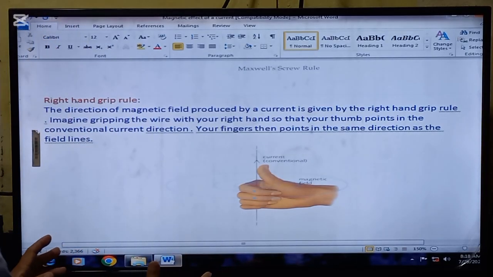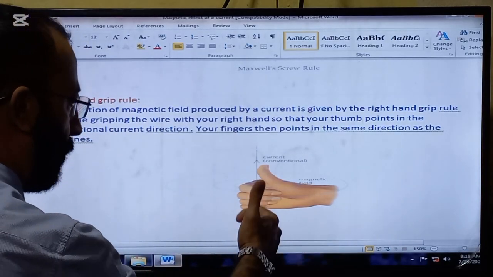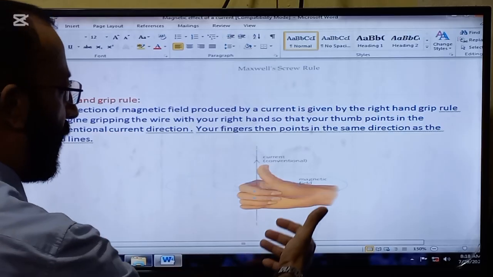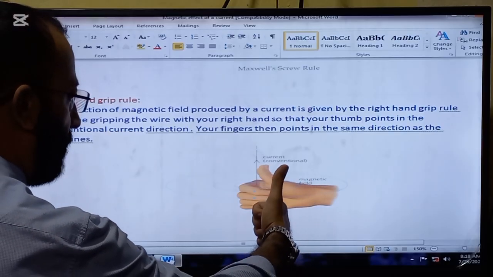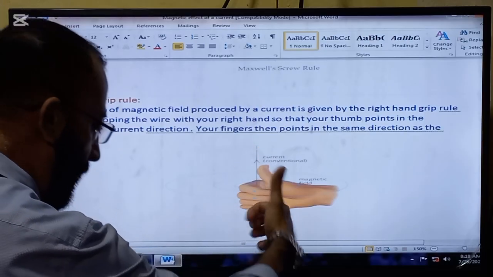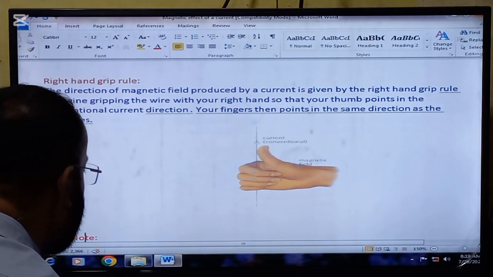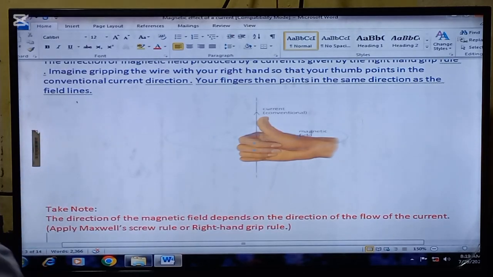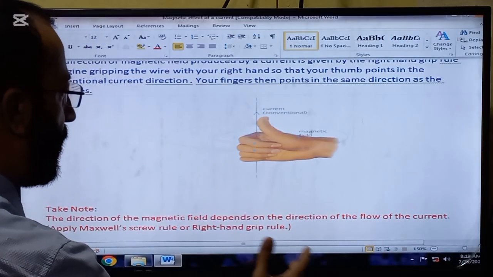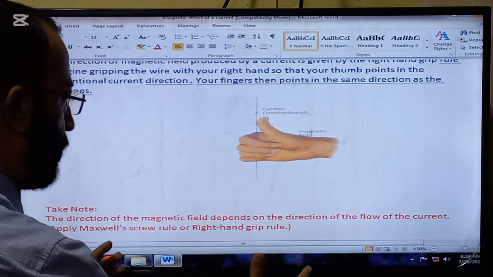And the reverse also applies. If we grip the wire in such a way that our fingers are in the direction of the field, then the thumb will point in the direction of the conventional current. So this is the right hand grip rule. The direction of the magnetic field depends on the direction of the flow of the current. So definitely they are depending on each other.